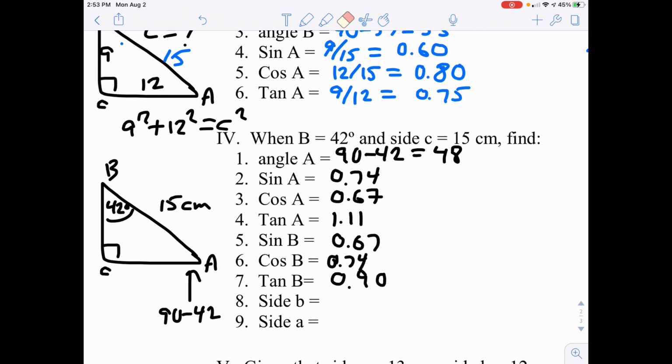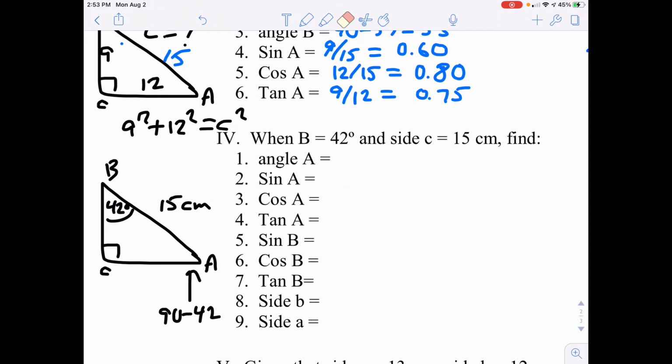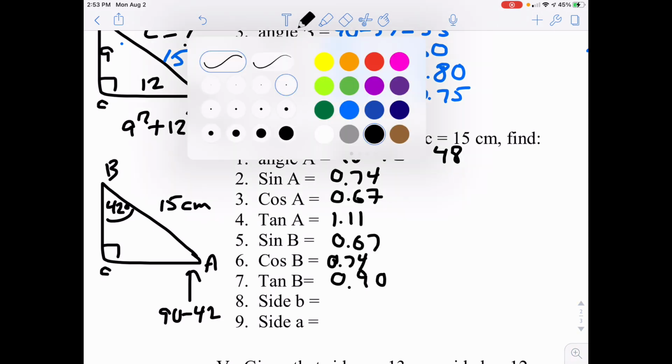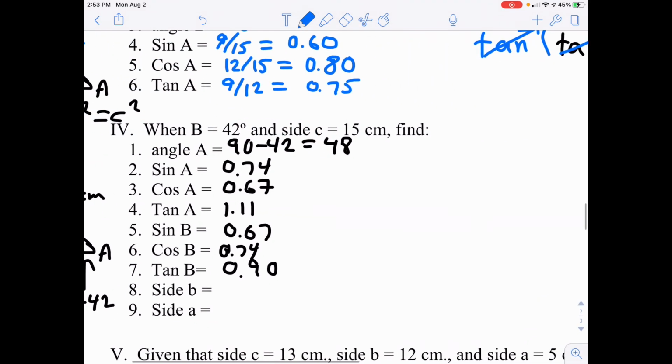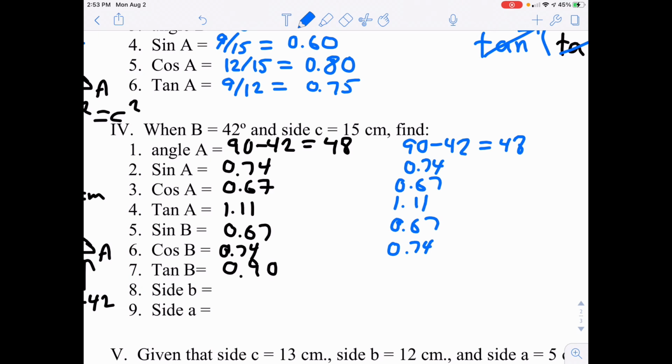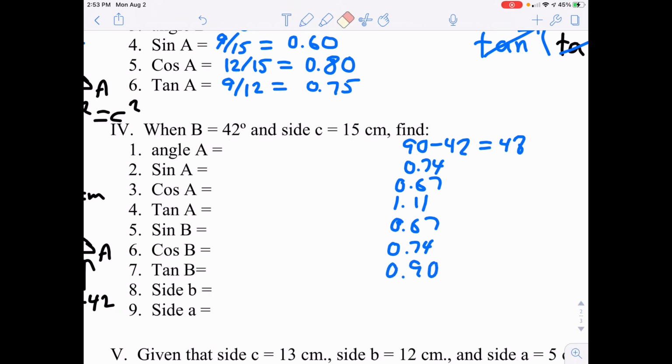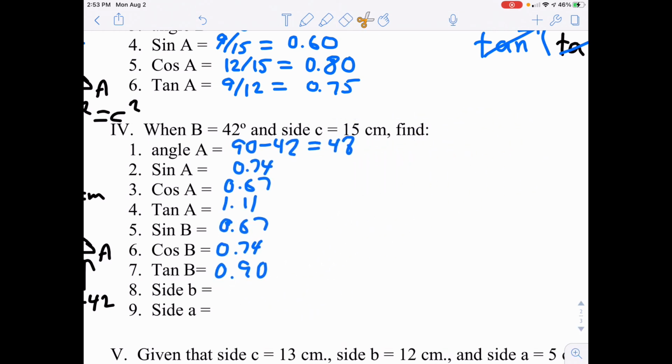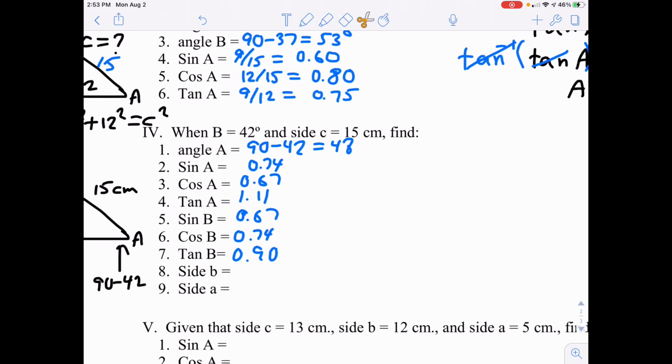Okay, now let me just quickly write these in blue. There we go. Givens in black, answers in blue. Now, how about side A and B?